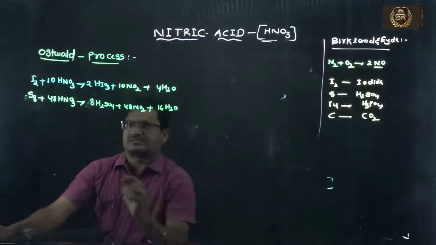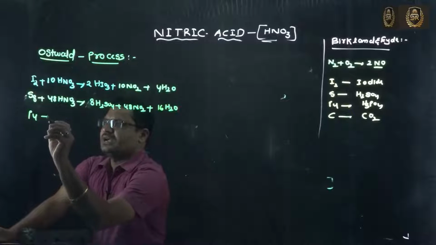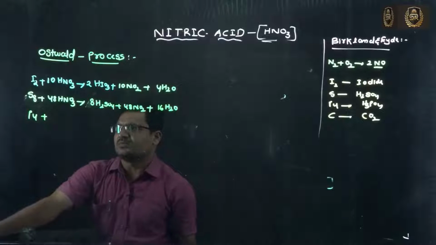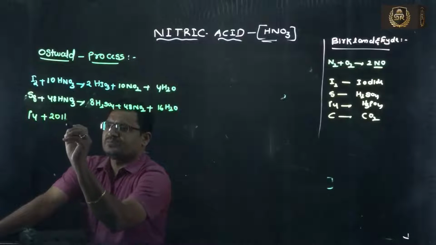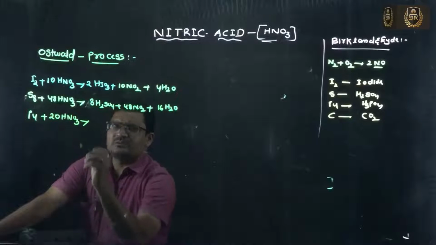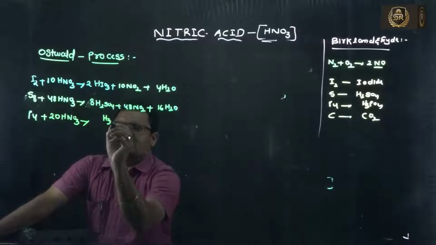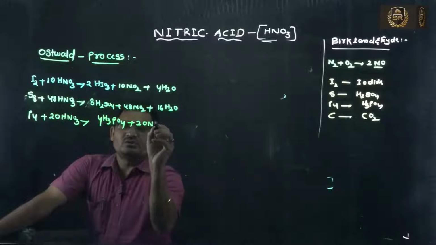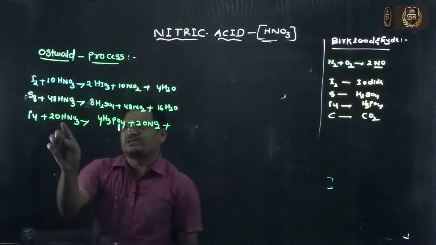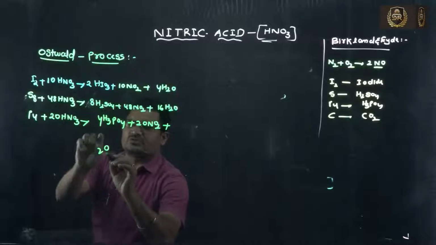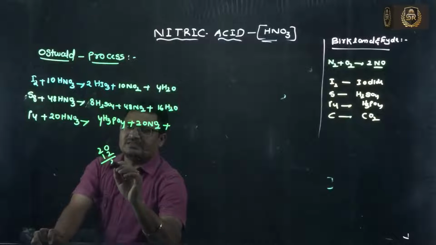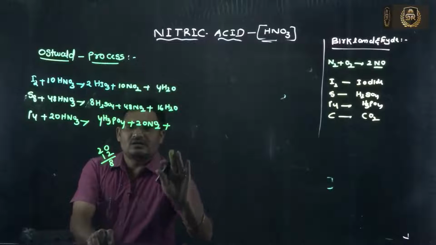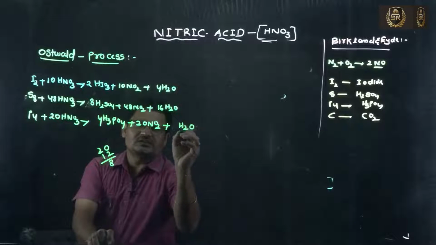Next one, phosphorus P4. That reacts with how many? This phosphorus belongs to the 5th group element. That 5th group element is nothing but 20 HNO3. Phosphorus is converted to phosphoric acid, that formula H3PO4. Here take 4 moles plus 20 NO2 plus H2O. Here how many hydrogen is there? 20. Here 12, now 20 minus 12, what happens? 8, remaining 8 is there, H2O. So that's why take 4 moles.